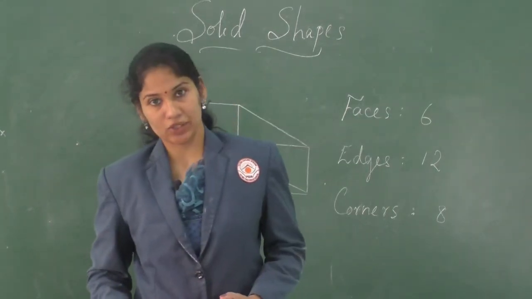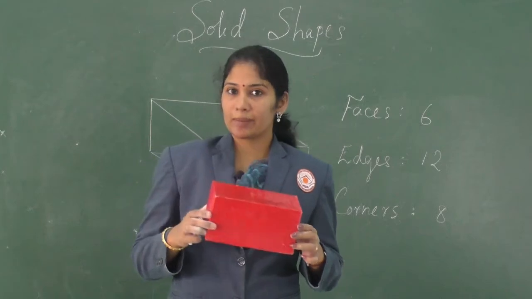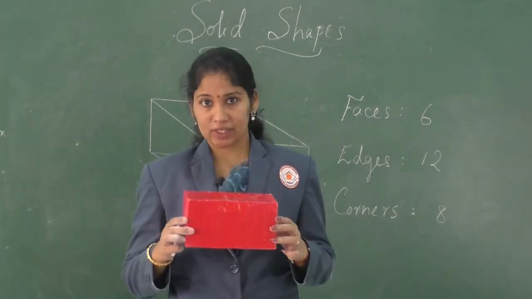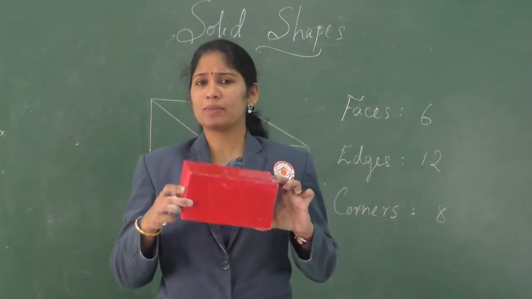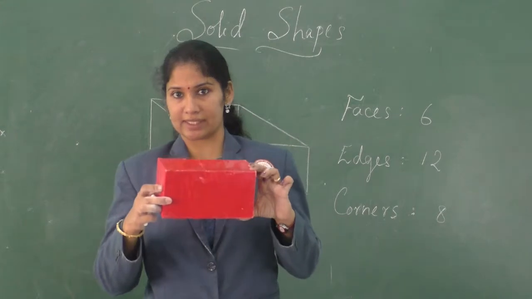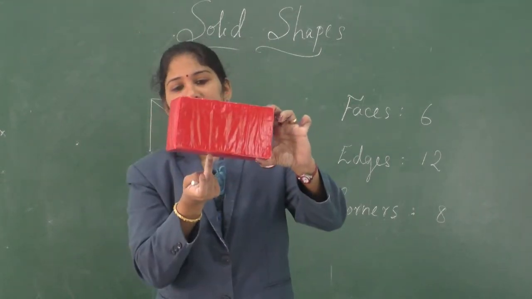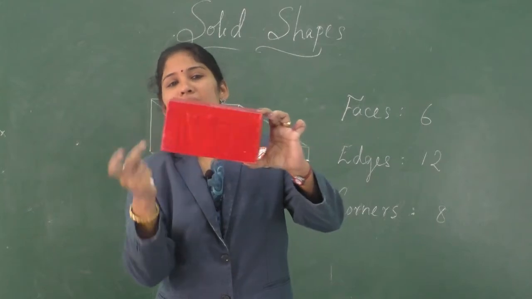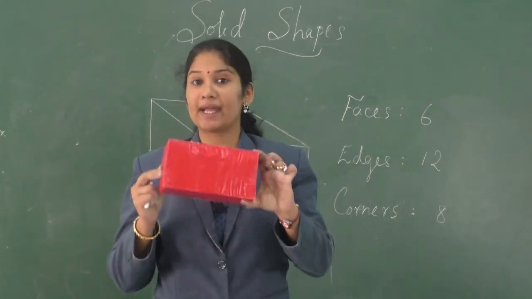Children, we'll take another shape. It's a cuboid. Cuboid is a 3-dimensional representation of rectangle. So, how many faces are there? What is meant by faces? The surface of a solid is called faces. So, how many faces? 1, 2, 3, 4, 5, 6. 6 faces are there.